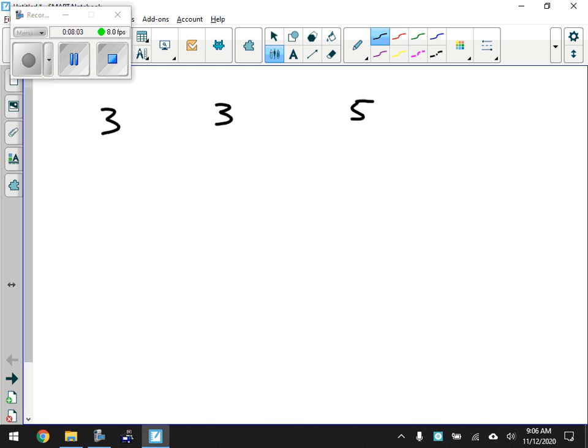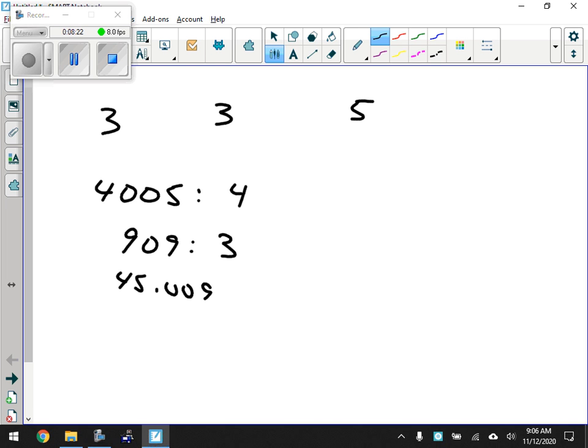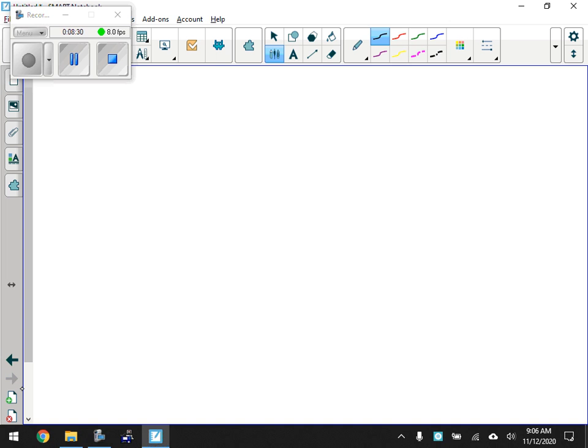Zeros placed between the digits are significant. So for example, 4005. You'd have how many here? 4. What's the next one there? 909, of course, would be 3, and 45.009 would be 5. So 4, 3, and 5 there. Good. Zeros placed after digits are significant.